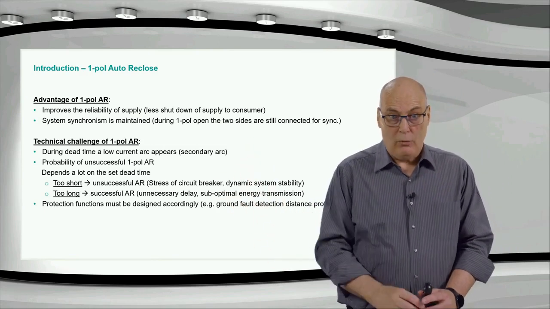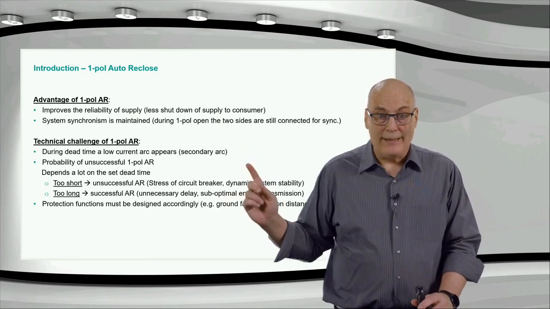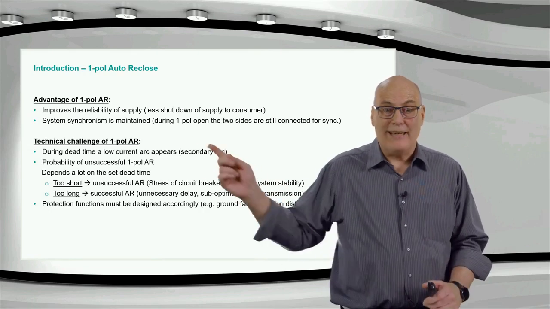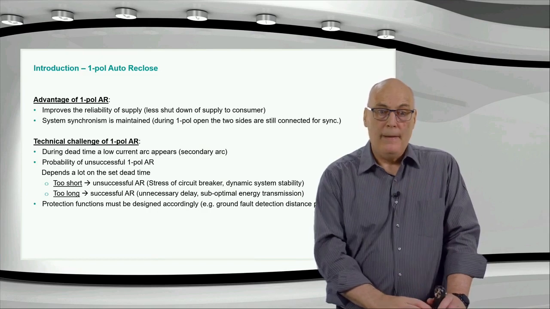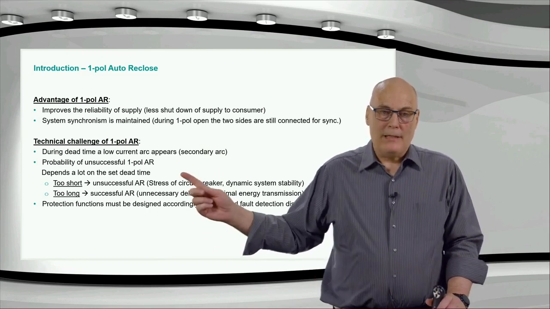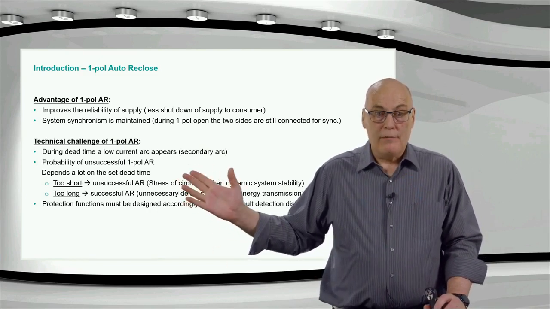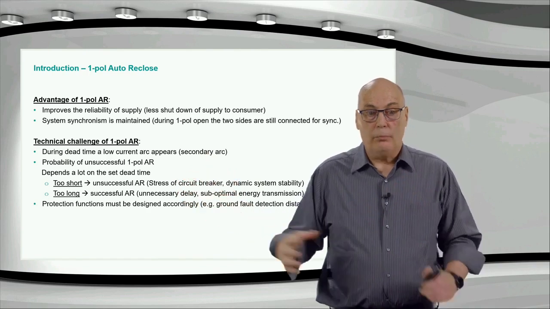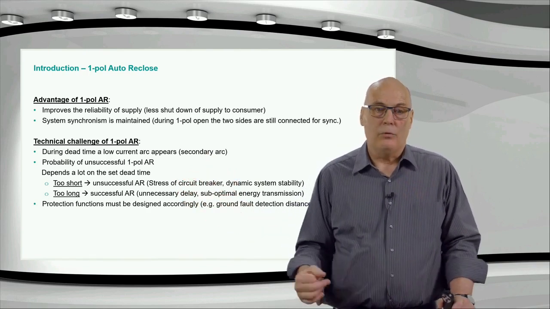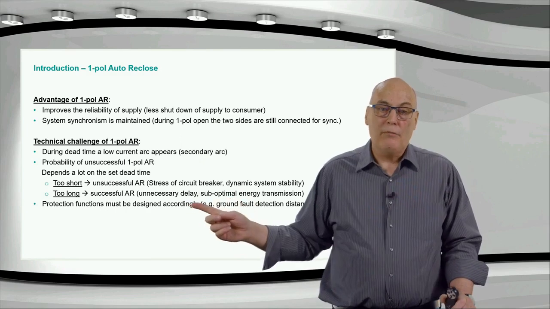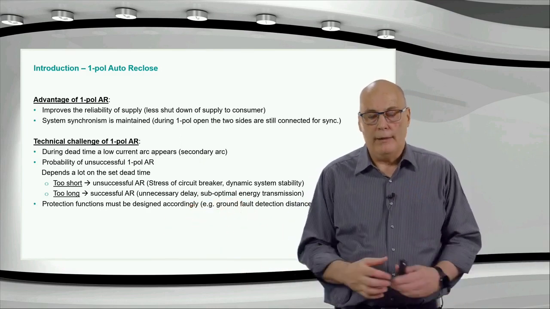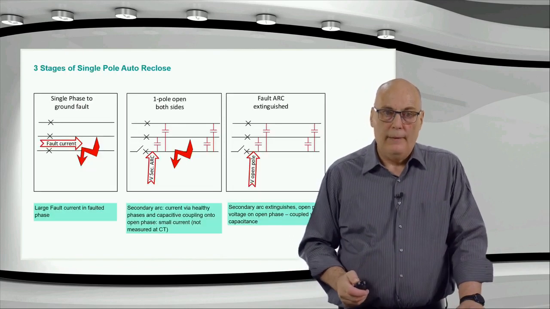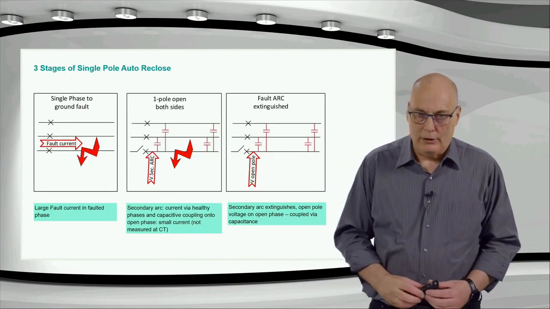The technical challenge for the 1-pole auto reclose is that you need to set a dead time that's sufficient for the secondary arc to disappear. We'll expand on the secondary arc just now. The probability of an unsuccessful 1-pole auto reclose rises if the set dead time is too short, because then the arc has not got enough time to extinguish. If it's very long, then you have an unnecessarily long dead time. But there is a technique to improve on that, and that technique is the secondary arc detection.